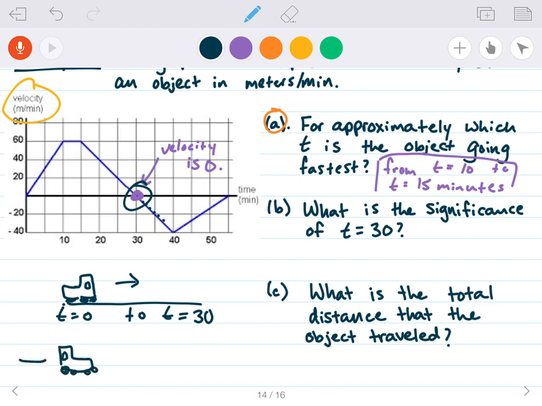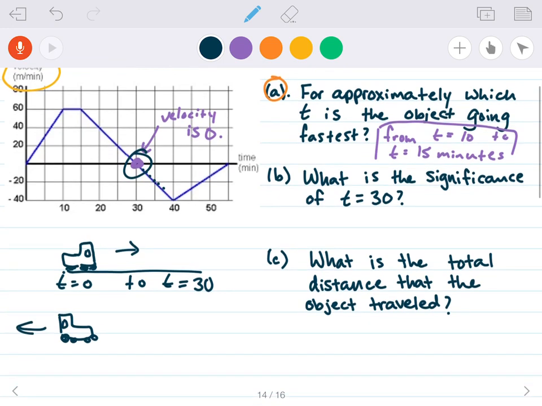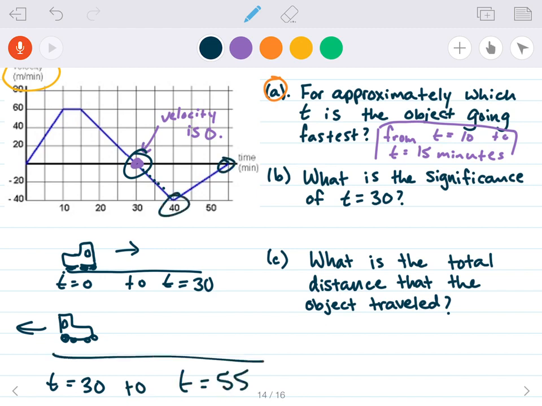So now he's going this way. And he's going this way from t equals 30 all the way to t equals, it looks like this point is 55. Right? Now he doesn't turn around here. Okay, this is a common misconception.